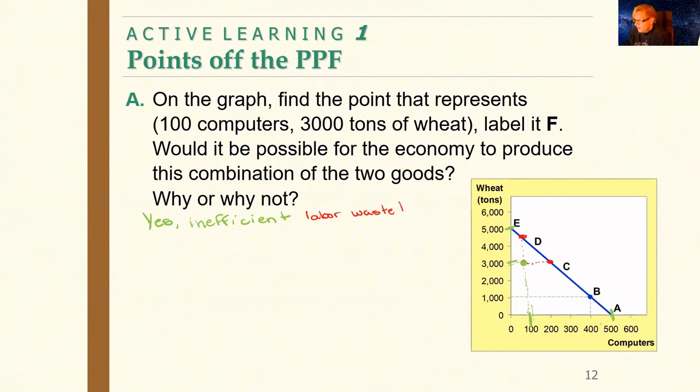A good example of when we've been inside the production possibilities frontier recently is Corona. Labor was out because much of labor was sick. So we were inside the production possibilities frontier, not where we want to be. Okay.